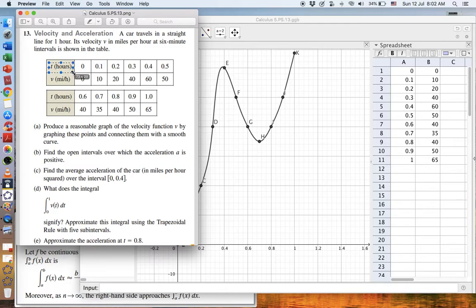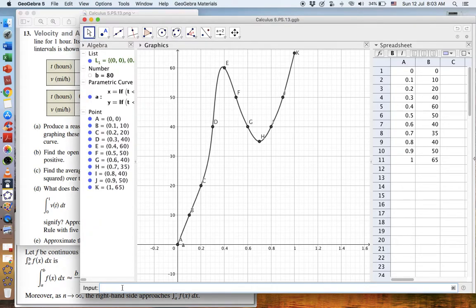So t is measured in hours, and so this is 0.1 hours, or 6 minutes. We keep t measured in hours and keep this as a decimal in the tenths because velocity is still measured in miles per hour. All right, so we have the time and the velocity measured out on the table every 6 minutes for 1 hour. Produce a reasonable graph for the velocity v by graphing these points and connecting them with a smooth curve.